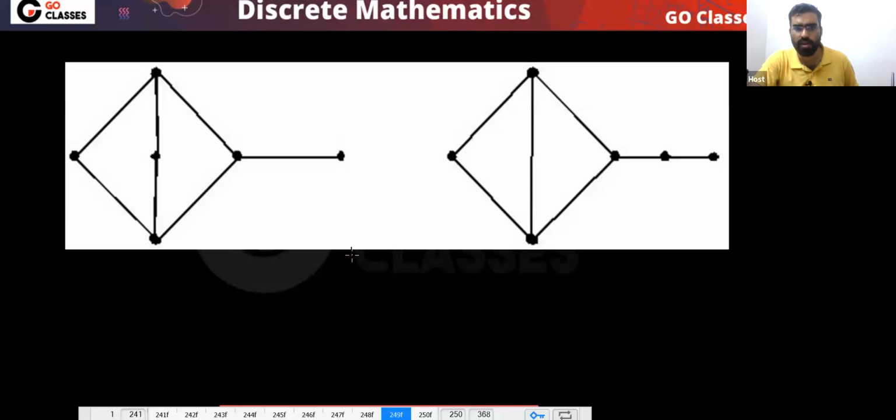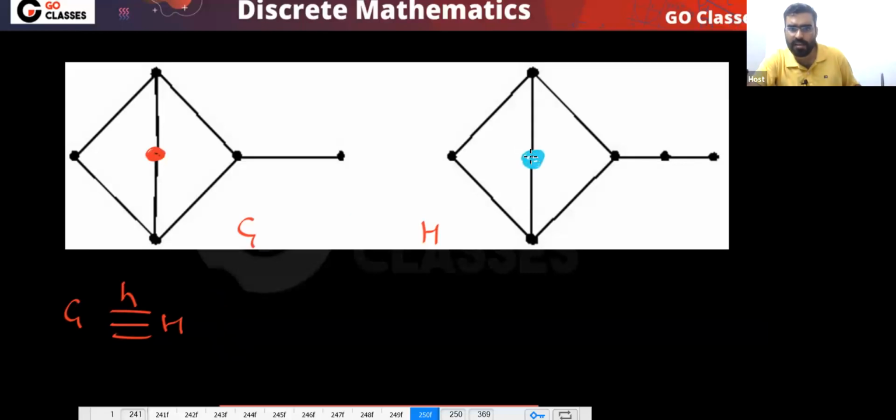What about these two? Are they homeomorphic? Here you have a vertex, and here there is no vertex. This is a straight line. So this is G, this is H. Can I say they are homeomorphic? The answer is yes, because you can create this here, and you can create this here. So they are homeomorphic.